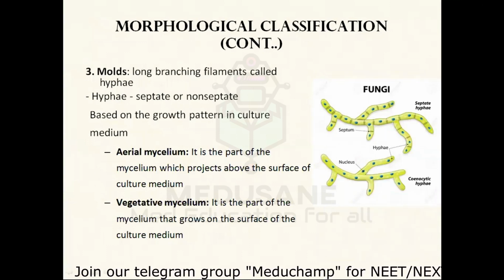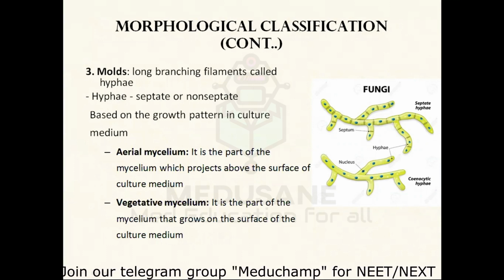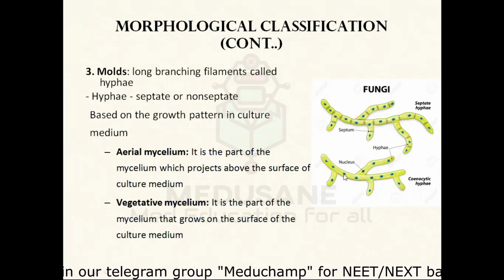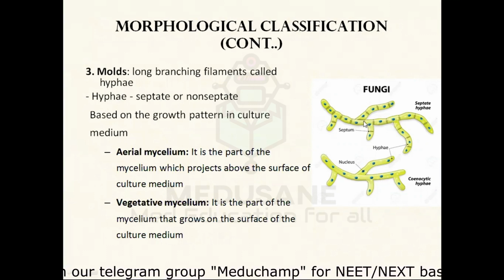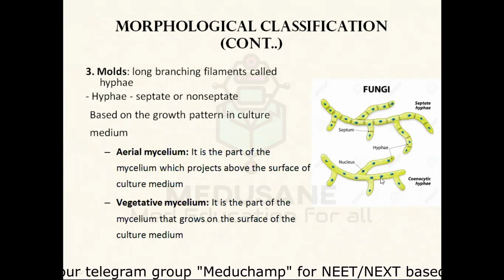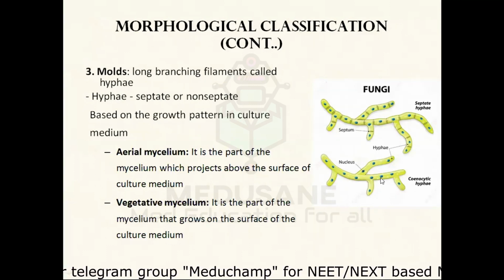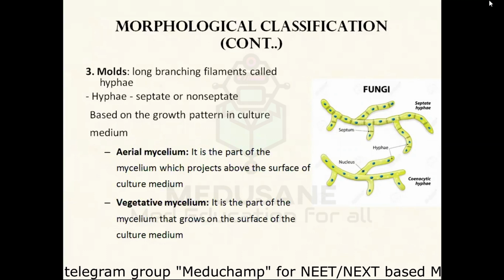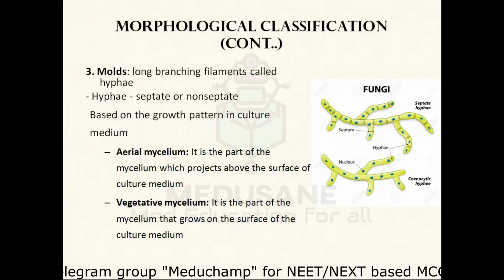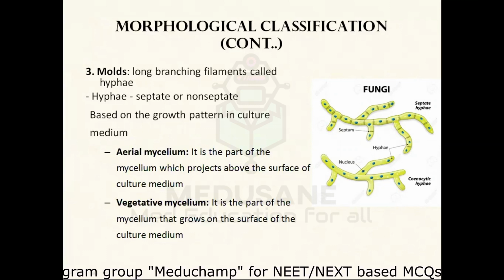Coming to the third one, the mold. What is a mold? Mold is also called hyphae. In this picture you can see this is a septate hyphae and this is the non-septate hyphae. In the septate hyphae there is a transverse line, and in the non-septate hyphae there is no transverse line. Based upon the growth pattern in the culture medium, it is broadly classified into aerial mycelium and vegetative mycelium. Aerial mycelium is the part of the mycelium which projects above the surface of the culture medium. Vegetative mycelium grows on the surface of the culture medium.